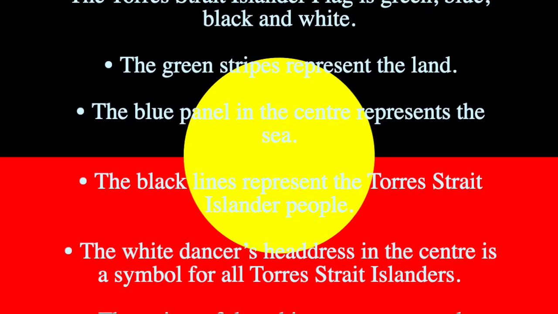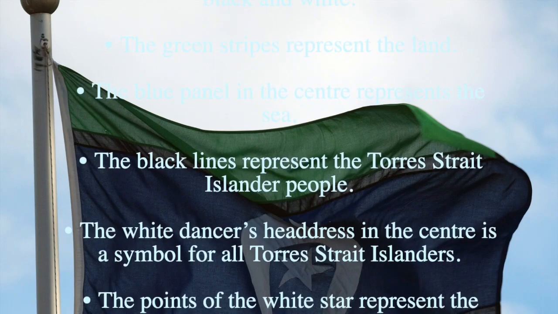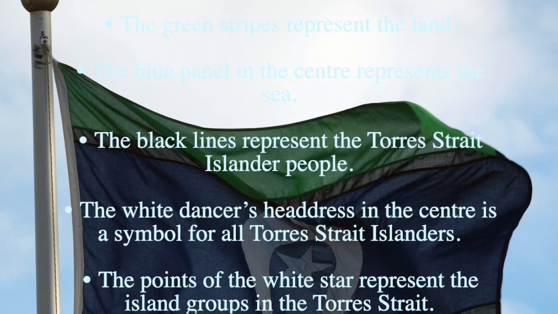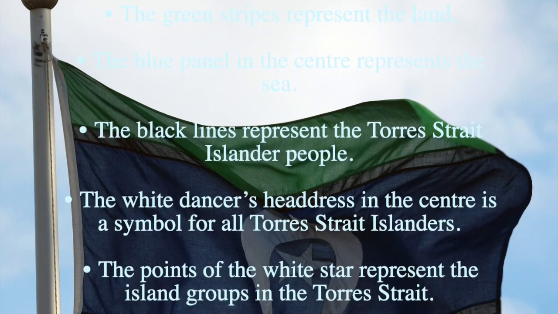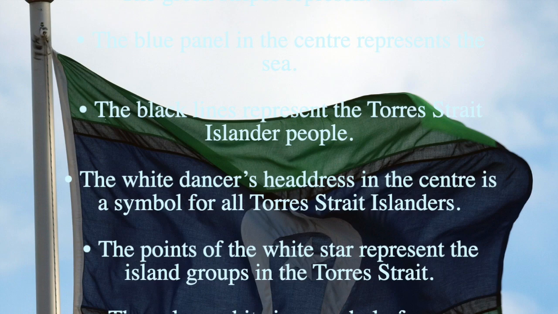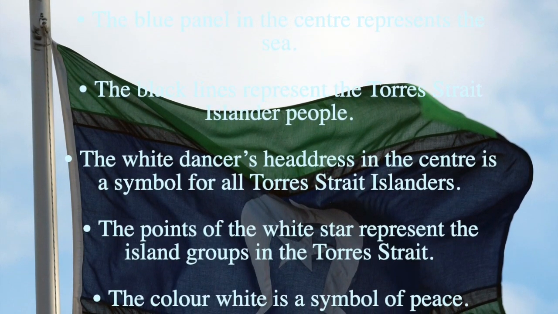Okay, so another flag is the Torres Strait Islander flag. This flag has green, blue, black, and white. And now we see what each color represents.